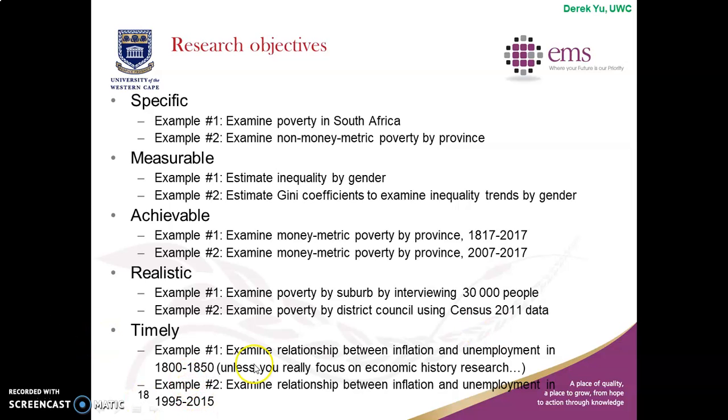Must be timely, the last one. Do you really want to look at the relationship between inflation and unemployment back in 1800 to 1850? It is too long ago. Unless your topic relates to economic history, then there's an exception. Otherwise, example 2 will be better. I want to look at the more recent years from 95 to 2015.